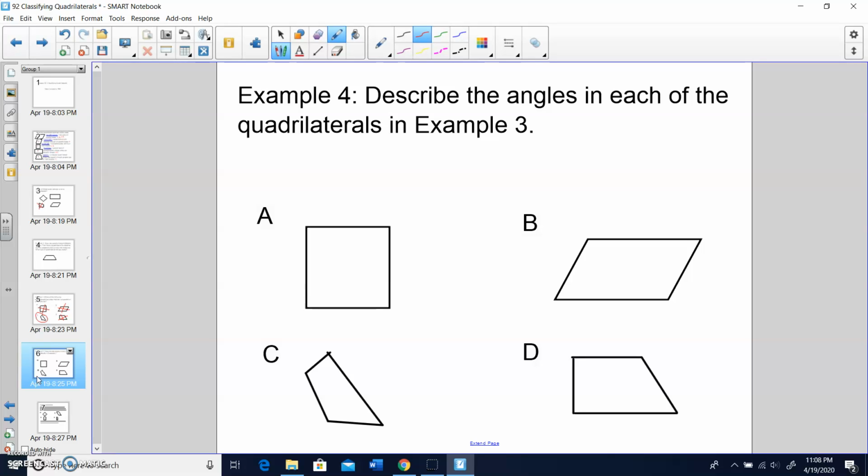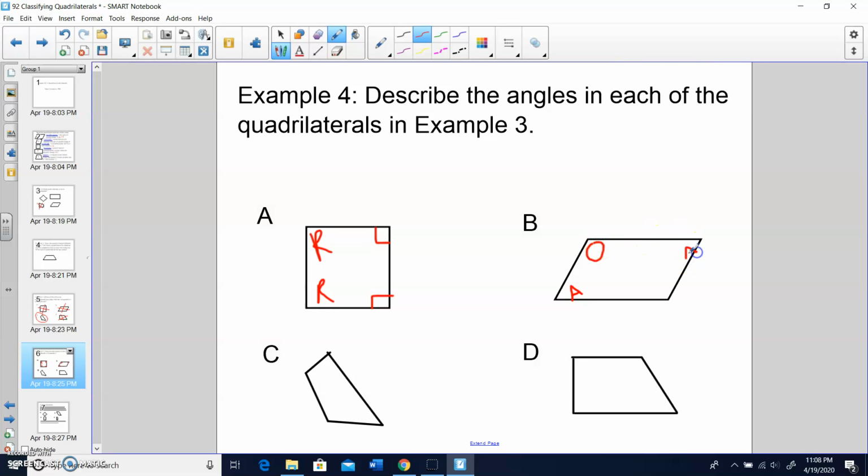Example 4: describe the angles in each of these quadrilaterals in example 3. Okay, so here we have a right angle and a right angle, which we would mark with those squares. Okay, so all of the angles in A are right angles. B, we would have an acute angle. Here we would have an obtuse angle because it is larger than a right angle.